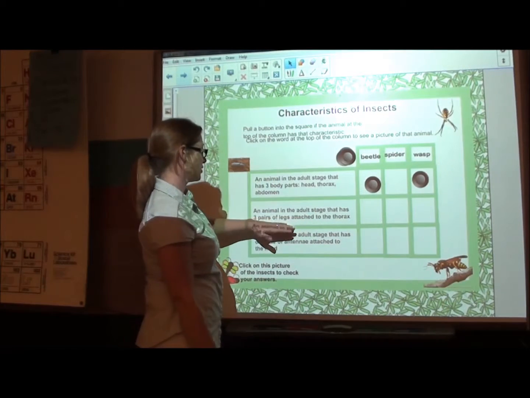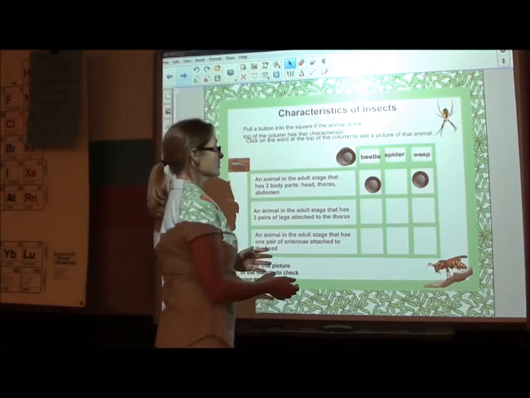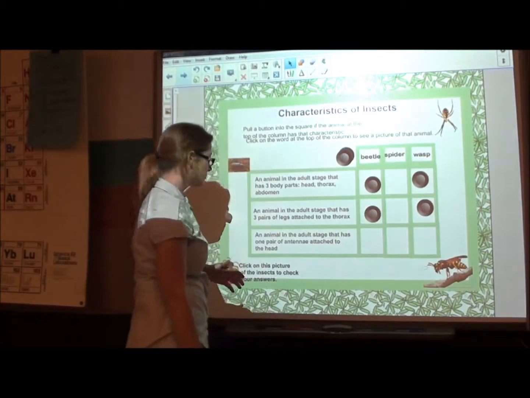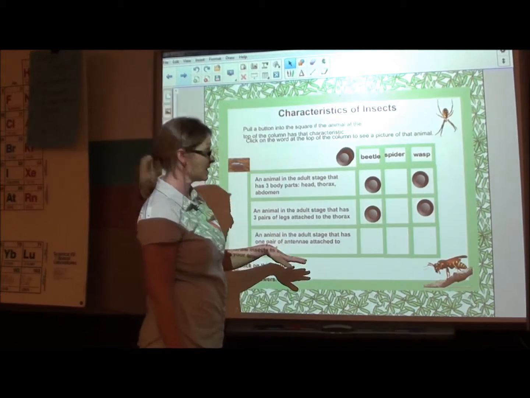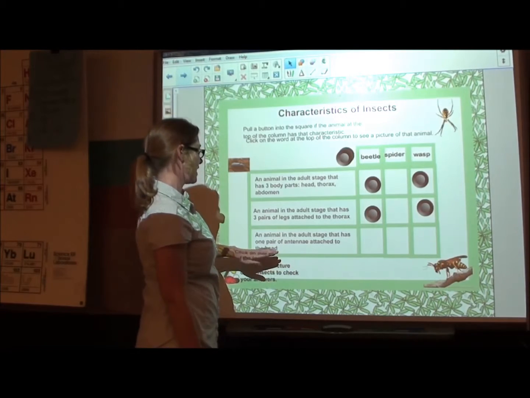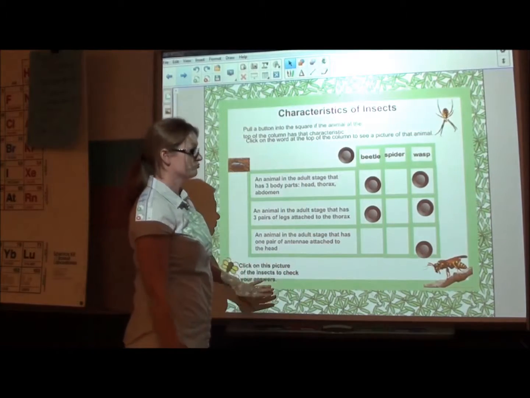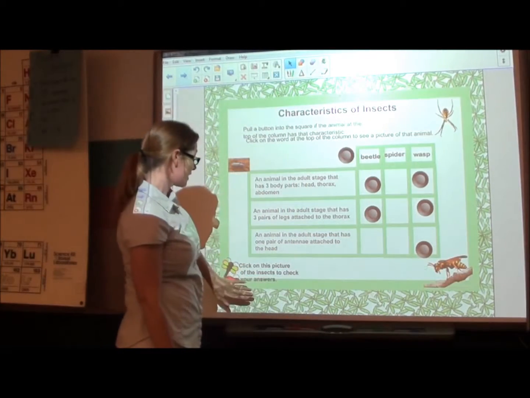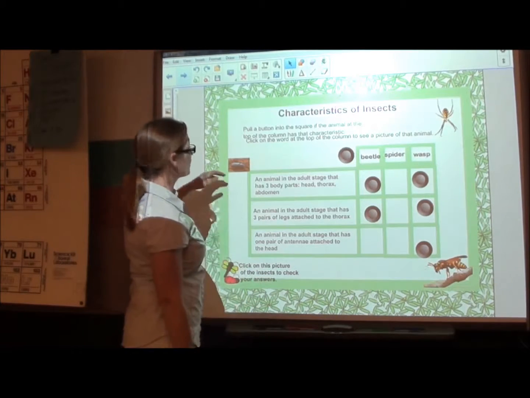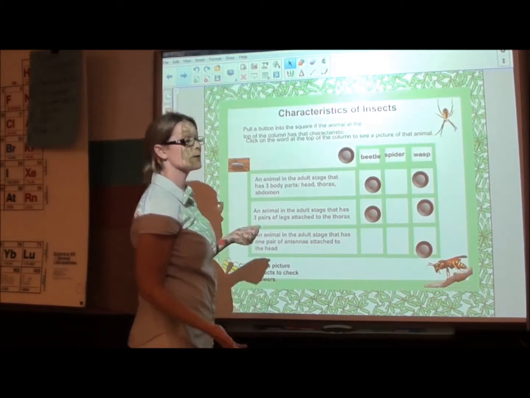An animal in the adult stage that has 3 pair of legs attached to the thorax on each side. I'm saying a wasp, and I'm saying a beetle, because a spider has 8. An animal in the adult stage that has 1 pair of antennae attached to the head. And I'm going to say wasp, just because I'm not for sure about a beetle. You can click down here and clarify your answers, but I would wait and go on to the next slides because the next slides have pictures that have been enlarged.